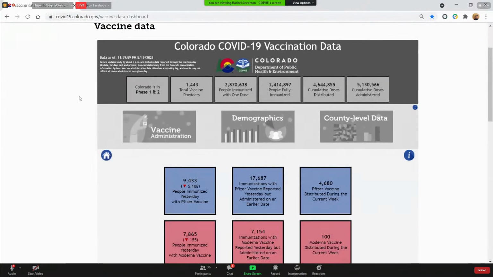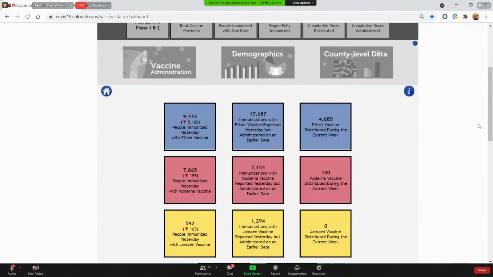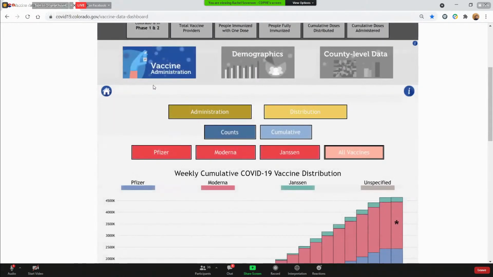At the top of the dashboard, we have, again, high-level cumulative counts of people who have been immunized with at least one dose and fully immunized, and how many doses have been distributed and administered in the state. Right now, these numbers reflect data that's been reported to CIS, our state immunization registry, and those don't currently include some federal doses that have been distributed and administered. We're planning to update these numbers to include those federal doses soon. From this high-level overview home page, I'm going to go over to the vaccine administration page, and I'll give it a moment to load here.